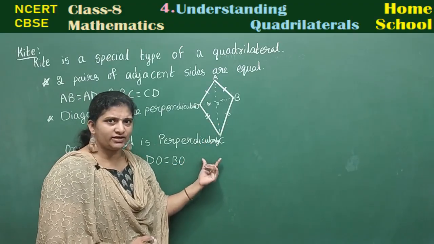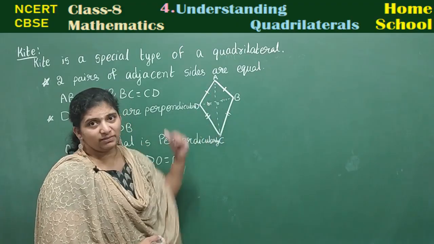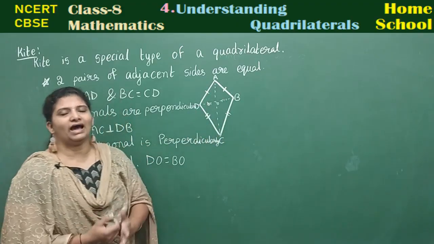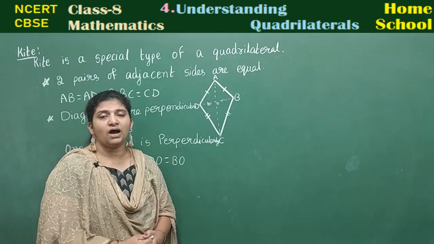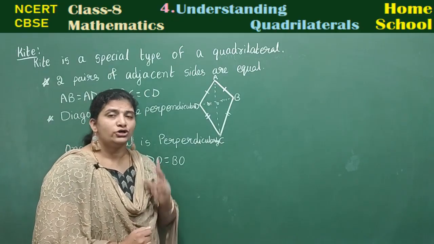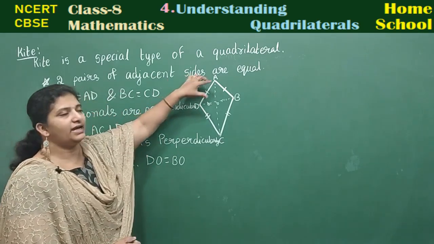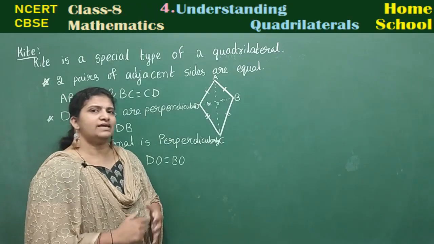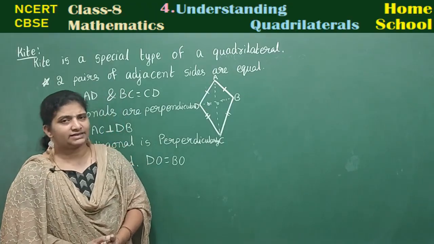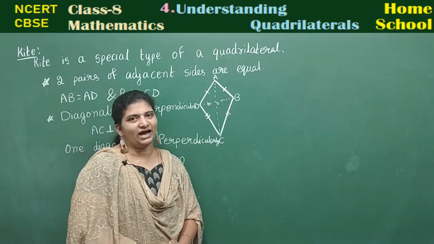Have you observed, children? These 2 sides will be equal and these 2 sides will be equal. In a kite, the adjacent sides are equal. How many pairs of adjacent sides? 2 pairs of adjacent sides are equal. That is, AD is equal to AB and DC is equal to BC. Same as other quadrilaterals, it has 4 sides, 4 vertices, 4 angles, 2 diagonals.